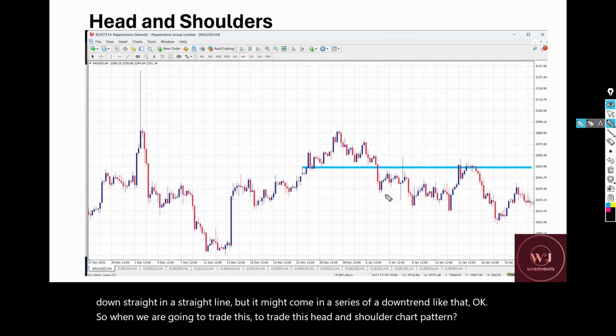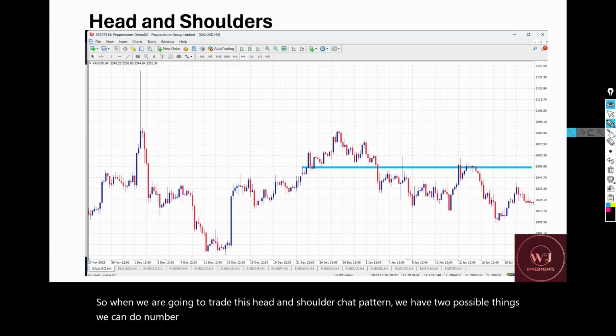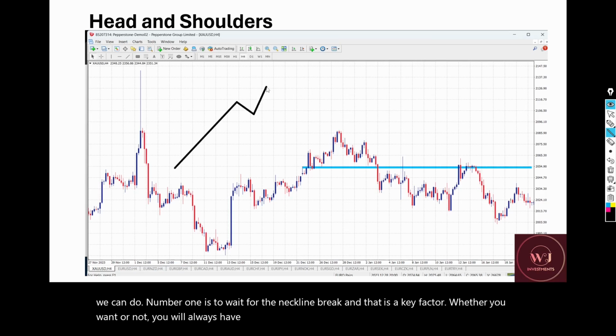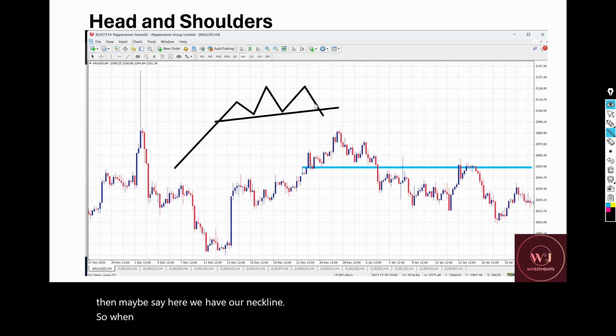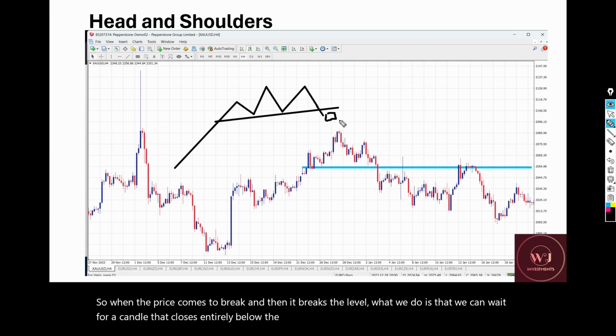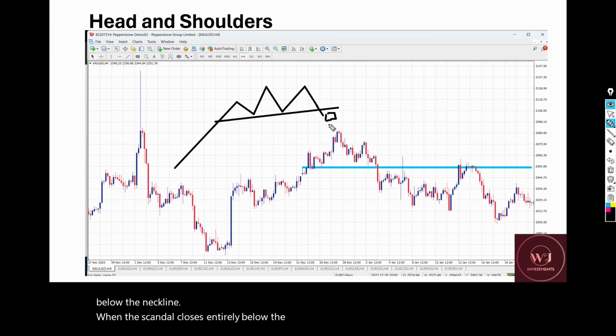So when we are going to trade this head and shoulders chart pattern, we have two possible things we can do. Number one is to wait for the neckline break, and that is a key factor. Whether you want or not, you will always have to wait for a neckline break. So if this is our pattern, and maybe say here we have our neckline, when the price comes to break and it breaks the level, what we do is wait for a candle that closes entirely below the neckline. Okay, when this candle closes entirely below the neckline, we make a short trade. That is what we call the breakout strategy.